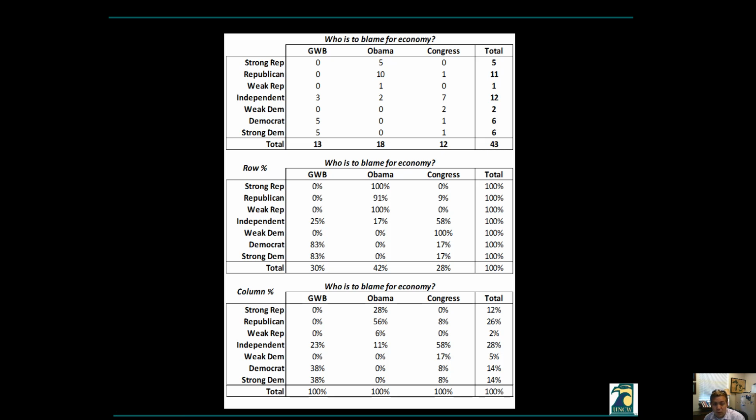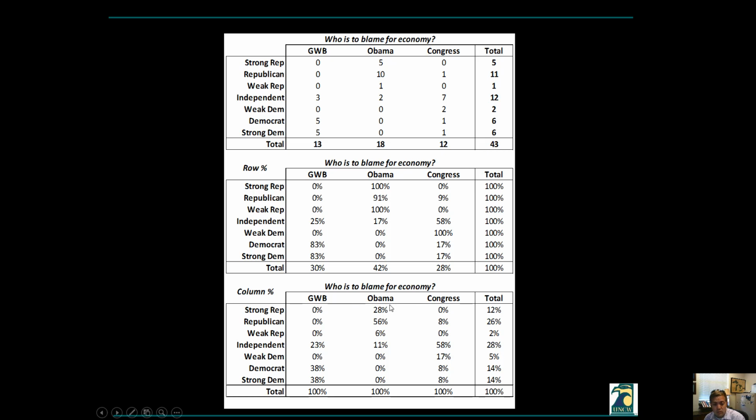Now, it probably is not surprising. You might hypothesize that Democrats are going to be more likely to blame George W. Bush, who was a Republican president, and Republicans are more likely to blame Obama. Well, we can look at this. First place to start is to consider these row and column percentages. So just like what we talked about, find where the 100% is over here. 100% of strong Republicans blame President Obama for the state of the economy. Conversely, 83% of strong Democrats blame George W. Bush.